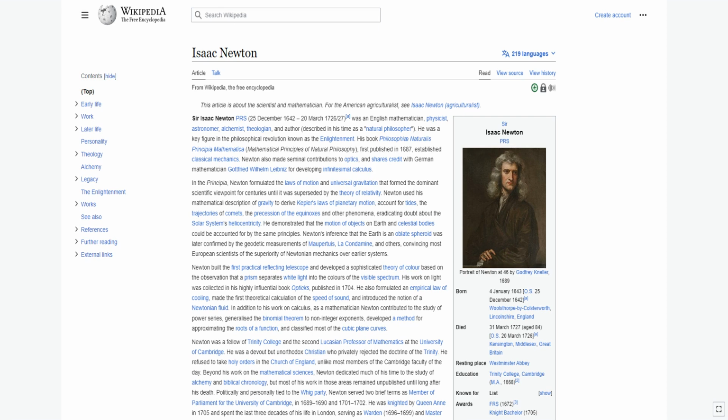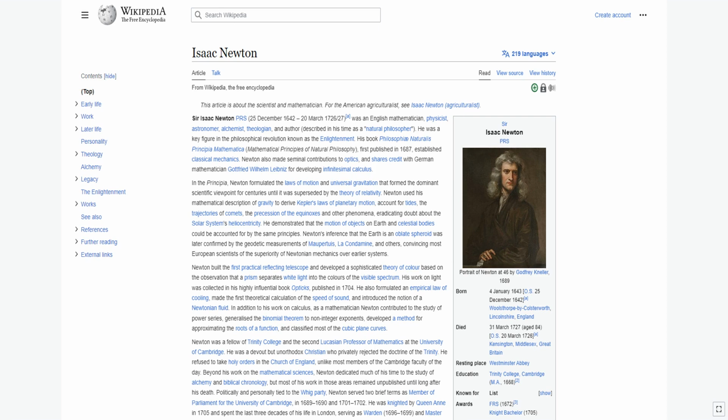Newton was a Fellow of Trinity College, and the second Lucasian Professor of Mathematics at the University of Cambridge. He was a devout but unorthodox Christian who privately rejected the doctrine of the Trinity. He refused to take holy orders in the Church of England, unlike most members of the Cambridge faculty of the day. Beyond his work on the mathematical sciences, Newton dedicated much of his time to the study of alchemy and biblical chronology, but most of his work in those areas remained unpublished until long after his death.